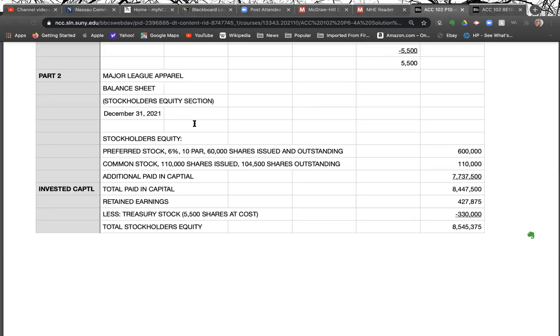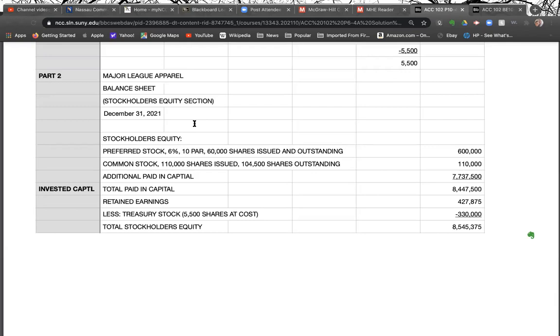For common stock, you have 110,000 shares issued, and there are 104,500 shares outstanding, right? So outstanding means you have to subtract the treasury shares from the issued shares. So that's where that 104,500 comes from, but the number is 110,000, right? Because the number there represents the issued stock.